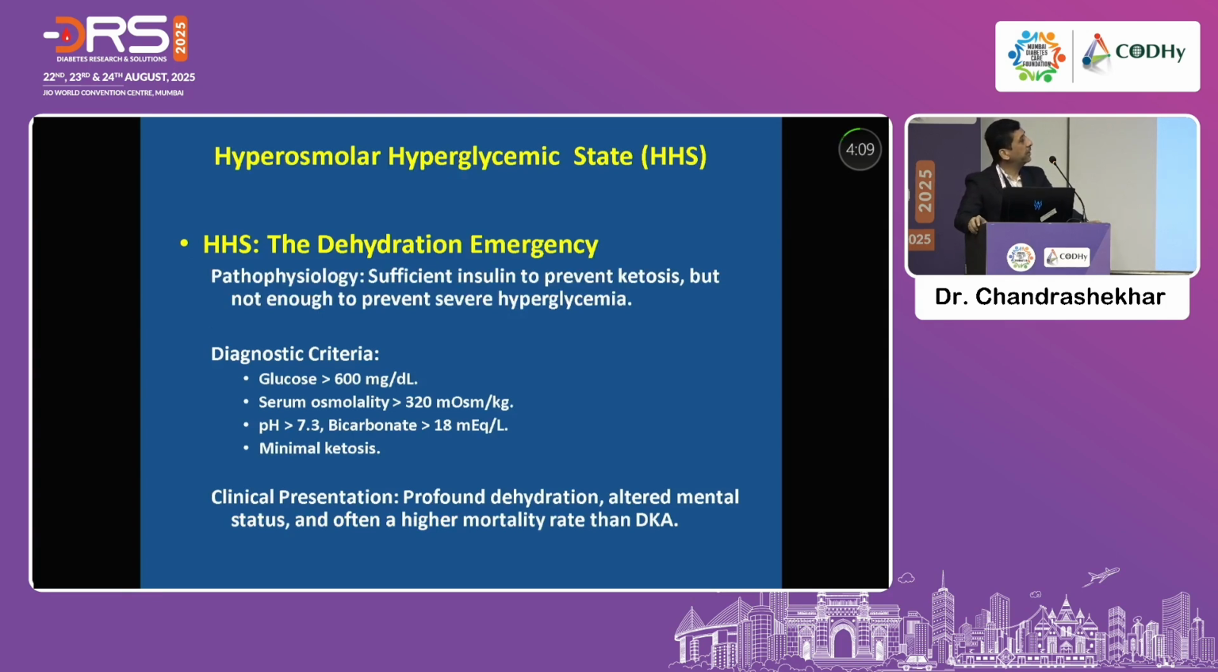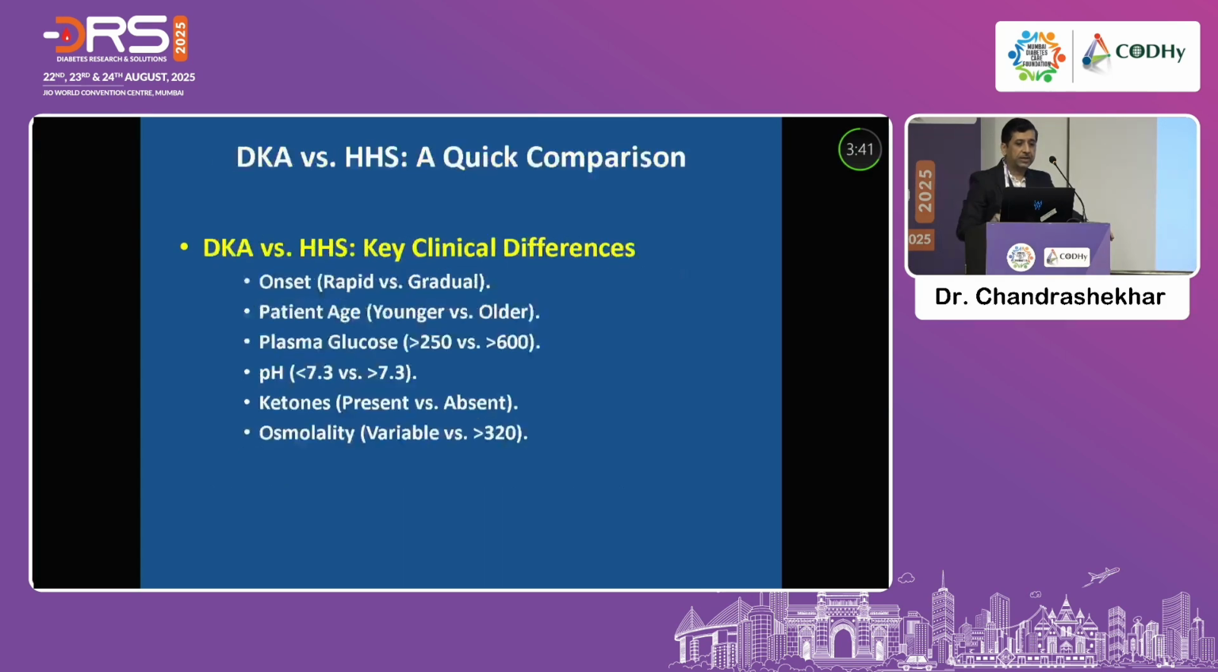Another emergency is HHS, where there is a dehydration emergency, what we call. So the pathophysiology: it has sufficient insulin to prevent ketosis, but not enough to prevent severe hyperglycemia. And the diagnostic criteria are glucose more than 600, osmolarity more than 320, pH usually more than 7.3, bicarbonate more than 18. So there is enough insulin, but the dehydration is the key in HHS.